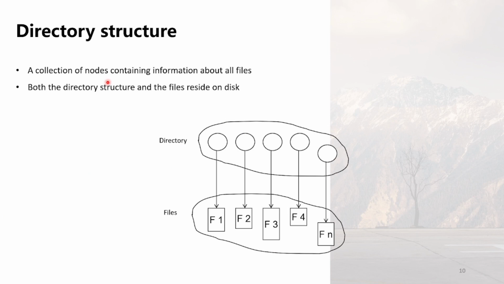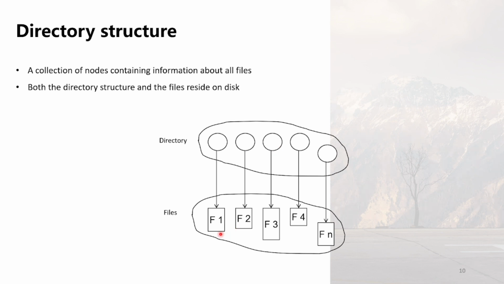The slide illustrates the traditional concept of a directory structure in a file system. The directory structure is represented at the top of the diagram by a set of nodes. Each node corresponds to a directory entry, which can contain information about a file, for example, the file name.